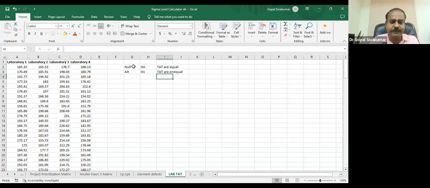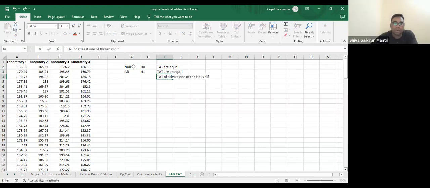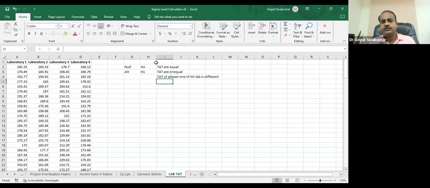Or I can always say that at least one of the labs must be unequal. One of the labs is different. So these are all alternate hypotheses. All right. Now, the data is continuous, and there are 4 laboratories we are trying to compare at a time. This is hypothesis testing.